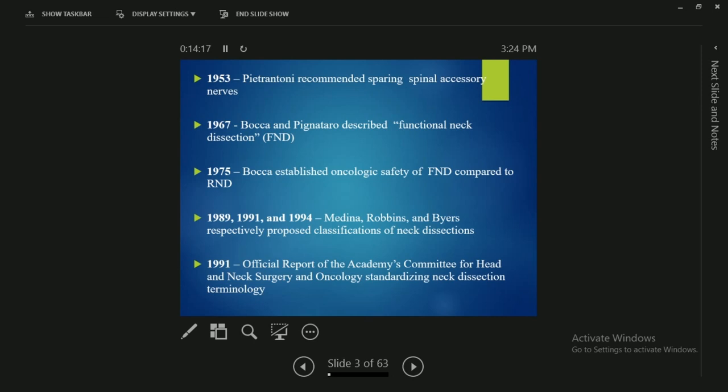In 1967, Bocca and Pignataro described functional neck dissection. In 1975, Bocca established the oncological safety of functional neck dissection compared to radical neck dissection. In 1989, 1991, and 1994, Medina, Robbins, and Spiro respectively proposed classifications of neck dissection. In 1991, an official report of the Academy's Committee for Head and Neck Surgery and Oncology standardized the neck dissection terminology.